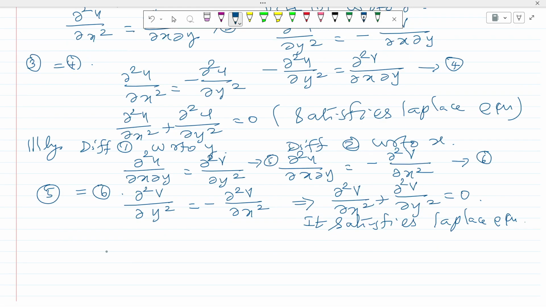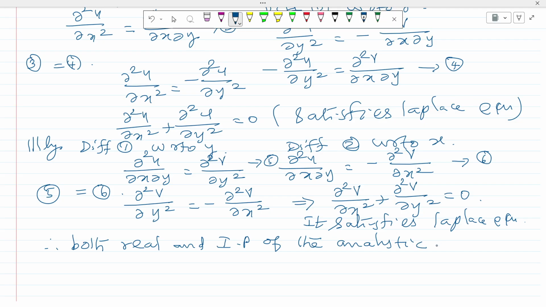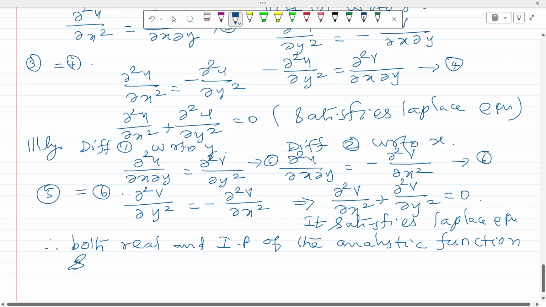So hence we proved that both real and imaginary parts of the analytic function satisfy the Laplace equation. Therefore, both the real and the imaginary part of the analytic function satisfy the Laplace equation.